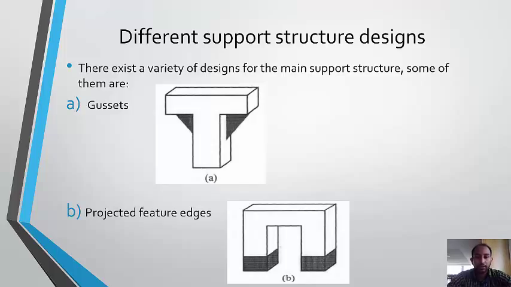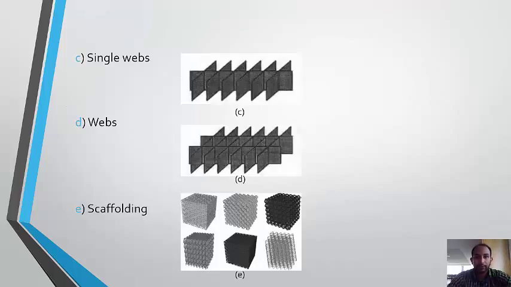Then comes webs. Large unsupported areas may be supported by various web structures. Contact of such support structures with the vertical part wall should be avoided to protect the final part surface.